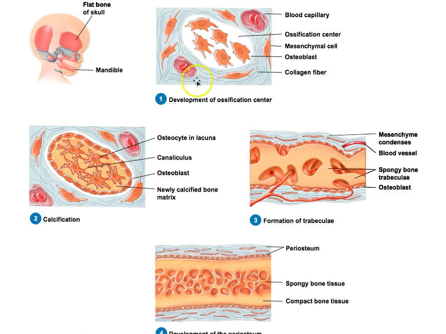Okay? That ossification center literally is mesenchymal cells become trapped in this space that differentiate into osteoblasts. They make and lay down the matrix, and you'll notice what's happening is they are laying the matrix down around this collagen fiber. So this is actually called a membranous structure.